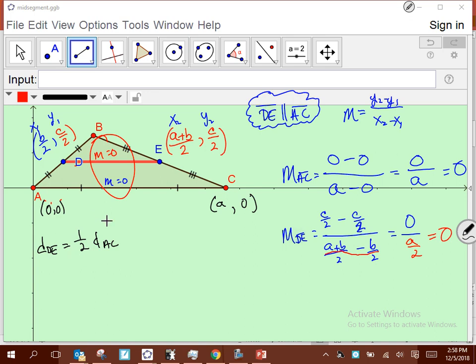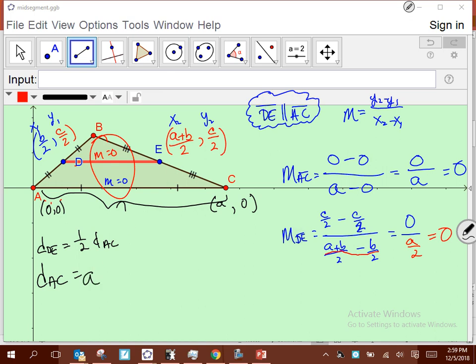If I want to find the distance of AC, look at the distance of AC. It's a horizontal line, right? It's on the x-axis. How long would that distance there be? It'd be A. Is that right with everybody?